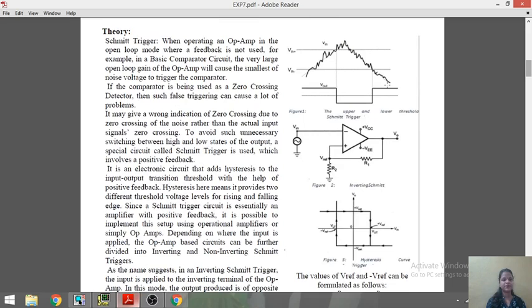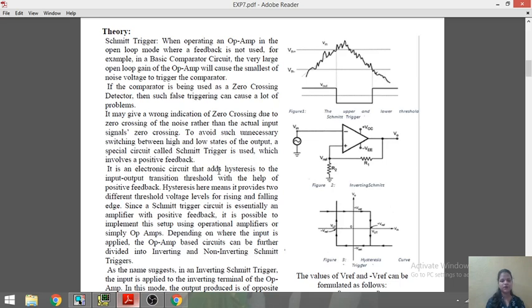So first, the Schmitt trigger. When operating an op-amp in open loop mode, where feedback is not used, for example in a basic comparator circuit, the very large open loop gain of the op-amp will cause the smallest noise voltage to trigger the comparator. Here you can see that if the comparator is being used as a zero crossing detector, then such false triggering can cause a lot of problems. It may give a wrong indication of zero crossing due to zero crossing of noise rather than the actual input signal zero crossing. Here is the noise.